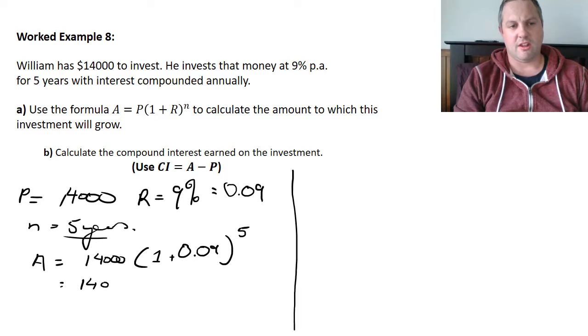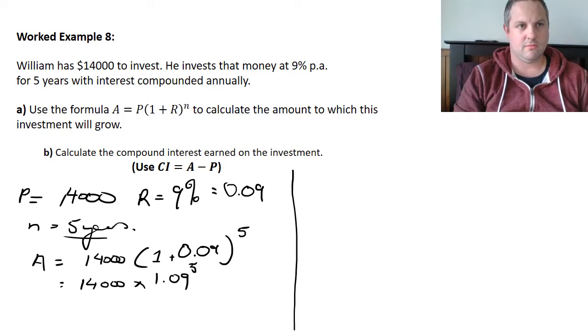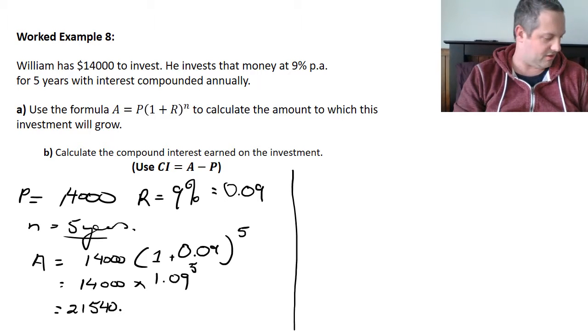Separated a bit, 14,000, fill in those brackets, multiplied by 1.09, and that's going to be to the power of 5. And then we work it out, so the answer is going to be $21,540.74. Okay, so that's going to be your total in the end after 5 years.